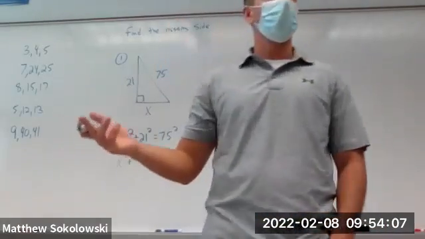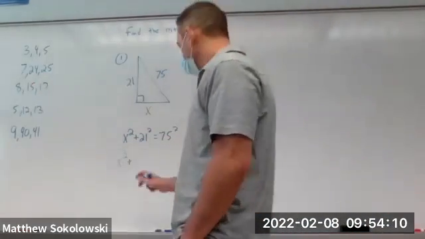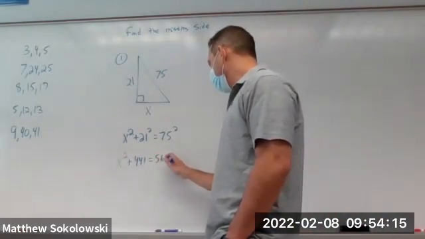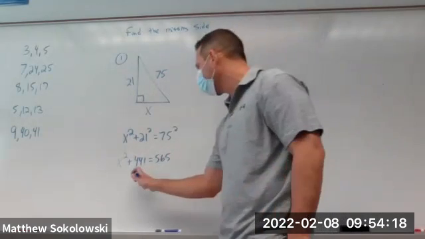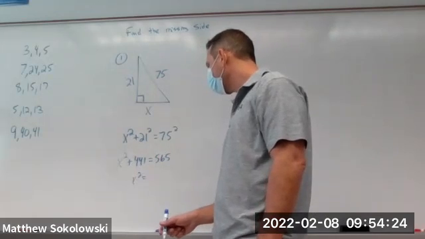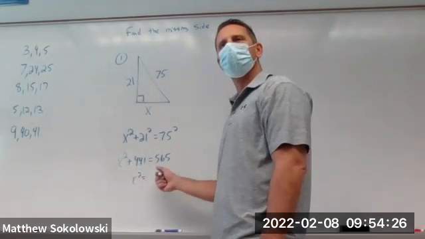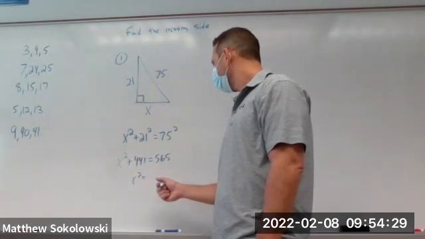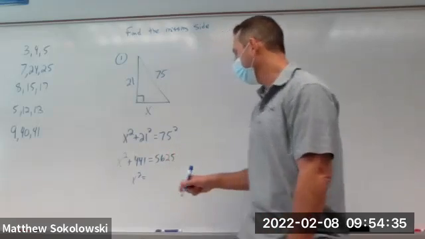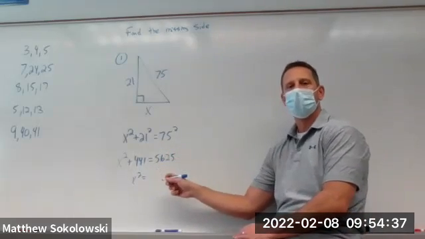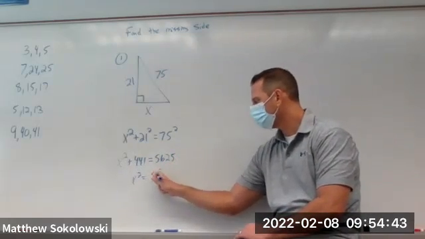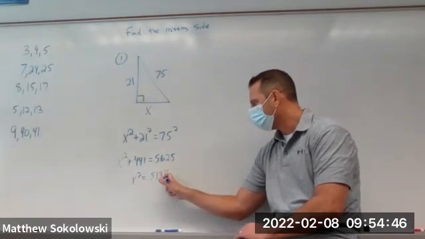What's 21 squared? 441. Are you lying? I did it actually. 441. What's 75 squared? 5,625. Now you got to subtract 441 from both sides. All right, now subtract 441 from both sides. Let's go. Calculator people. 5184. Yes. See how this, I don't like doing it.